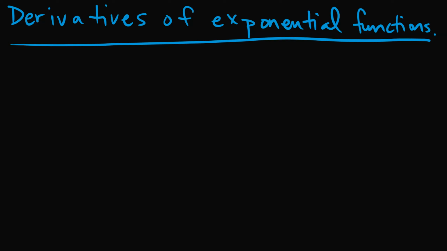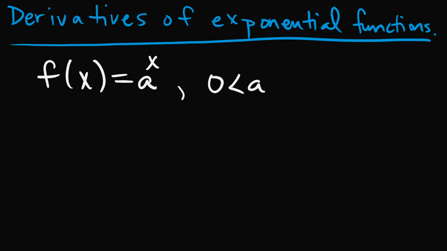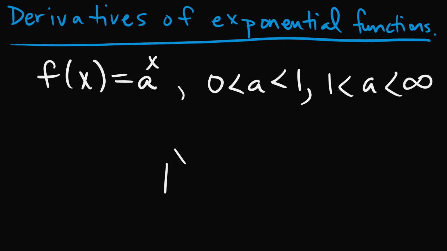Recall that an exponential function is of the form some fixed number a raised to a variable x, and we need a to be either between 0 and 1 or between 1 and infinity. So we get two different graphs based on whether the base of our exponential function is greater than 1 or between 0 and 1. But in particular, a can't be negative and a can't equal 1, because the function 1 to the x is not very interesting and does not behave in an exponential manner.